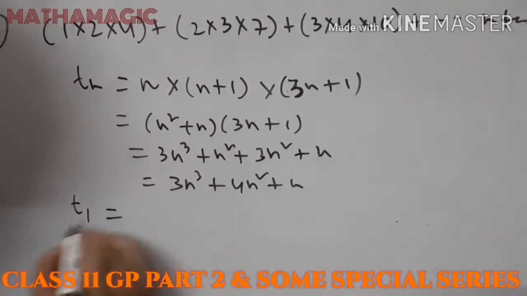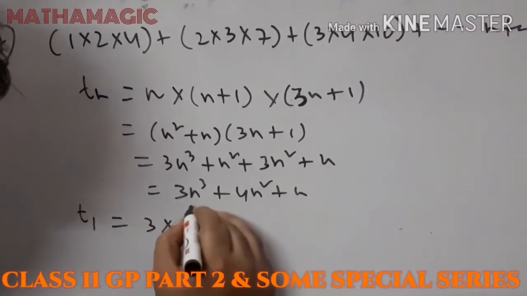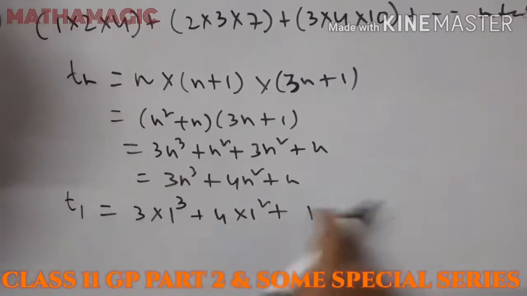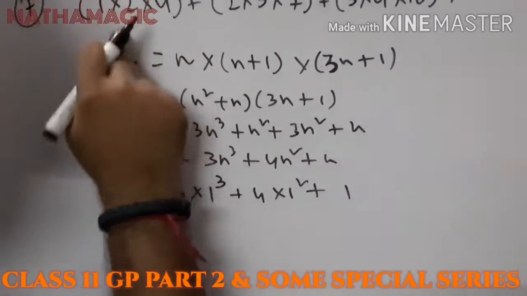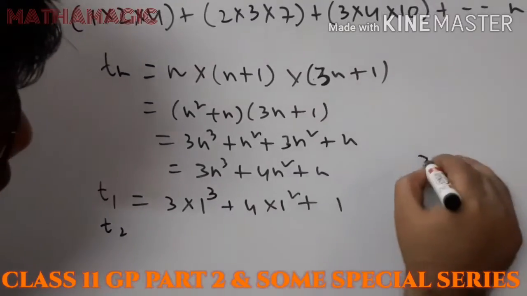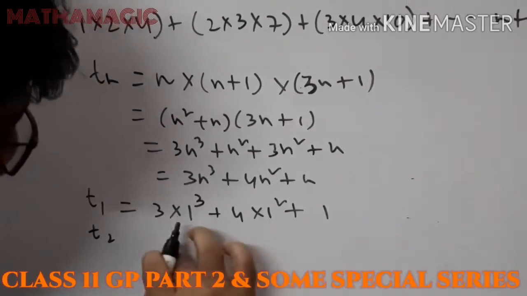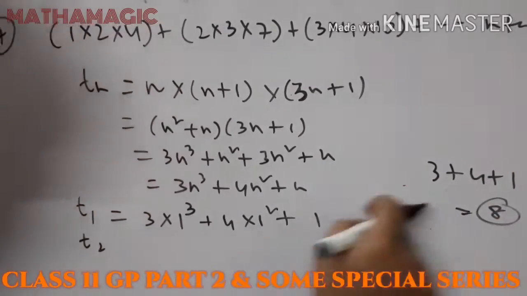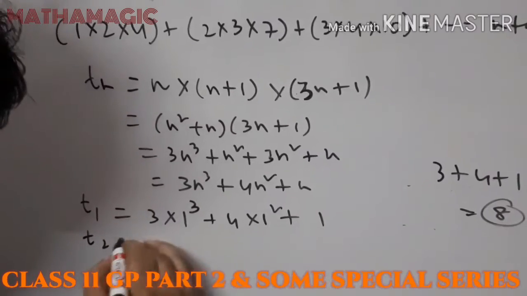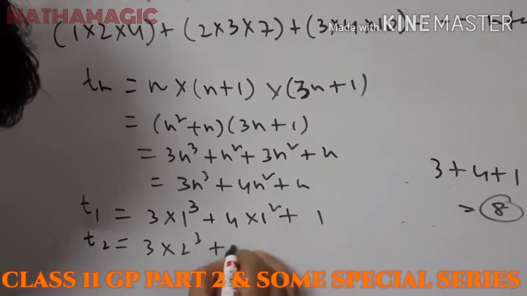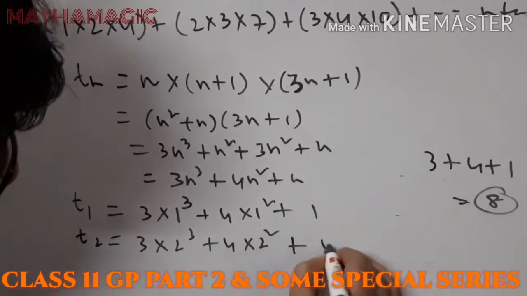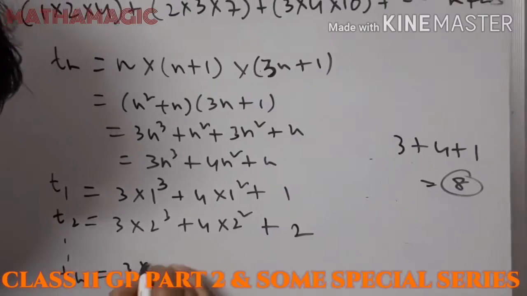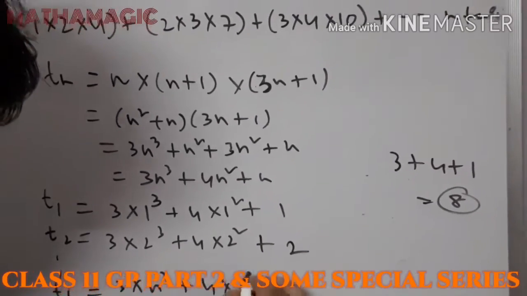Now the same procedure, for T1, we have to follow the steps. So 3 into 1 cube plus 4 into 1 square plus 1. If we add this, you will get 3 plus 4 plus 1 equals 8. If we get 8, that means we are going on the right path. So we will just write 3 into 2 cube plus 4 into 2 square plus 2. Like that it will continue. So Tn will be 3 into n cube plus 4 into n square plus n.